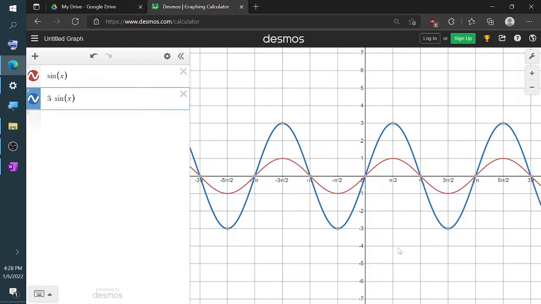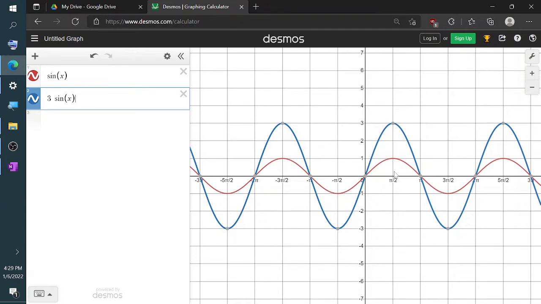Additionally, the period has not changed at all. If I look at the distance between peaks, in both cases, the peaks are 2 pi units apart. So multiplying the function by 3 has not changed the period or the midline. However, it has most certainly changed the amplitude. Under normal circumstances, the amplitude of the regular sine function is positive 1, because it takes 1 unit to travel from the midline to the peak. But by multiplying by 3, our amplitude has also been tripled.